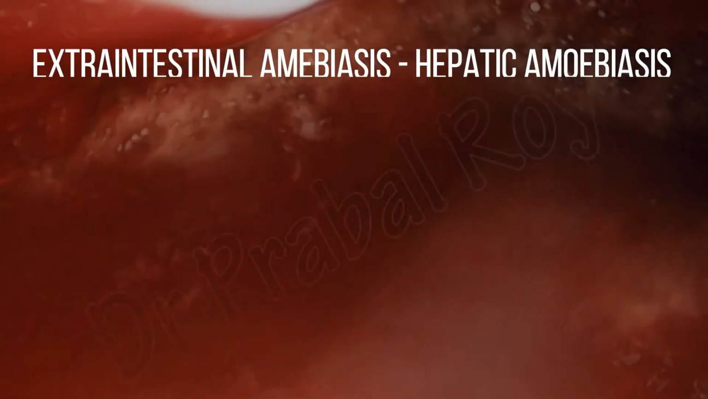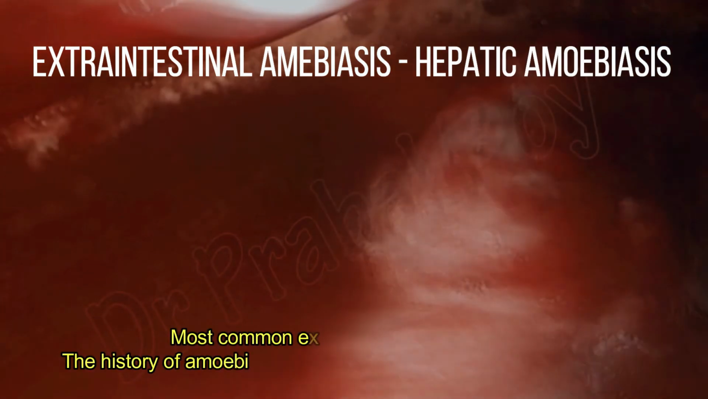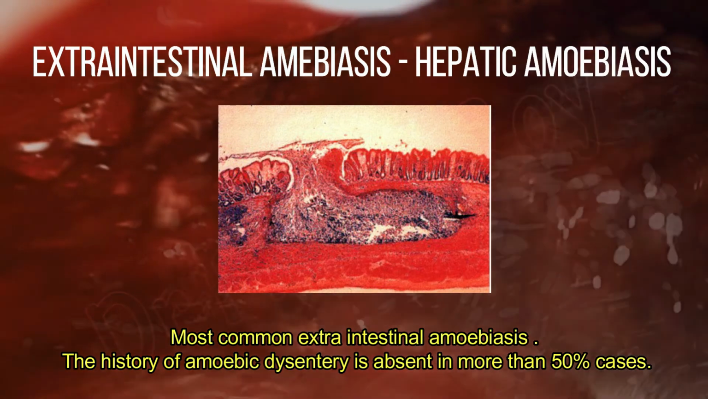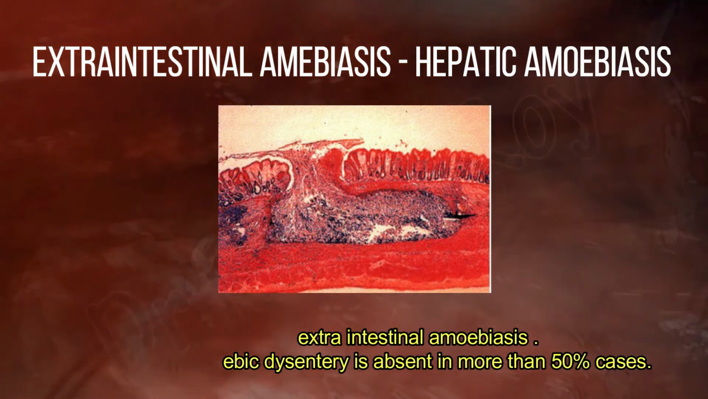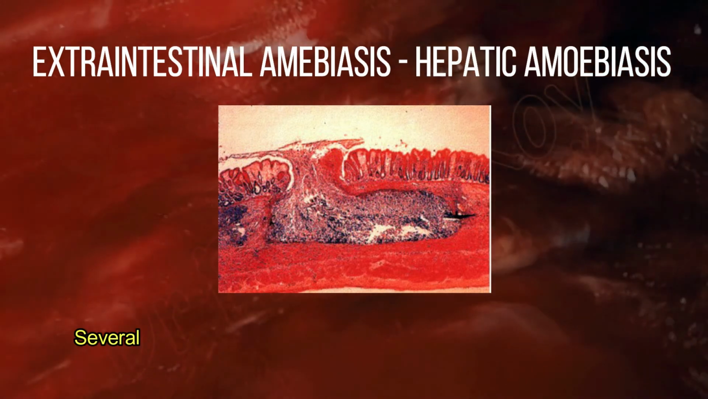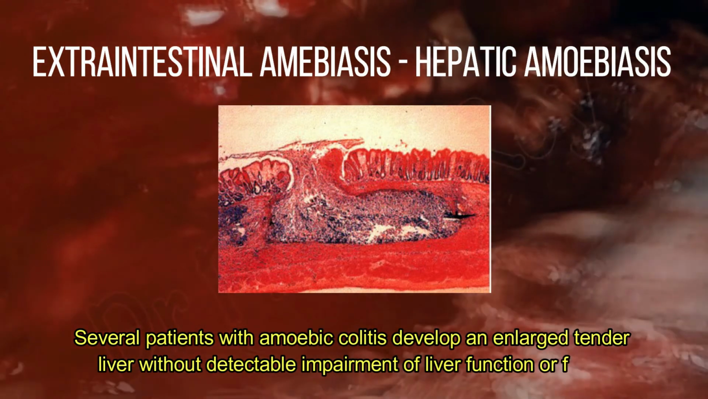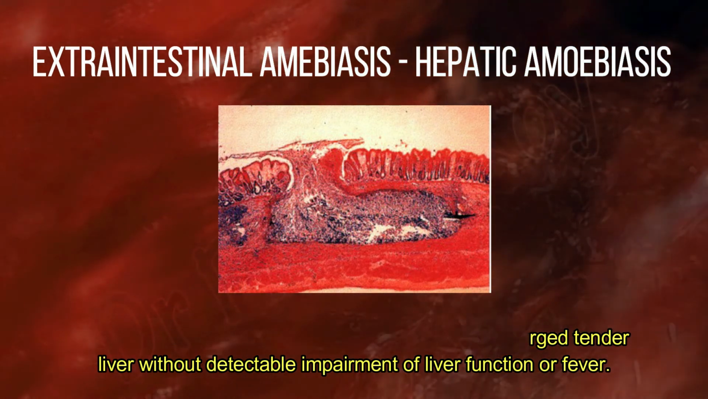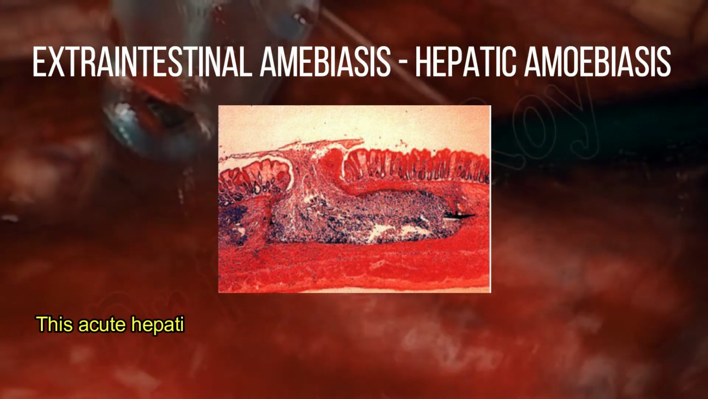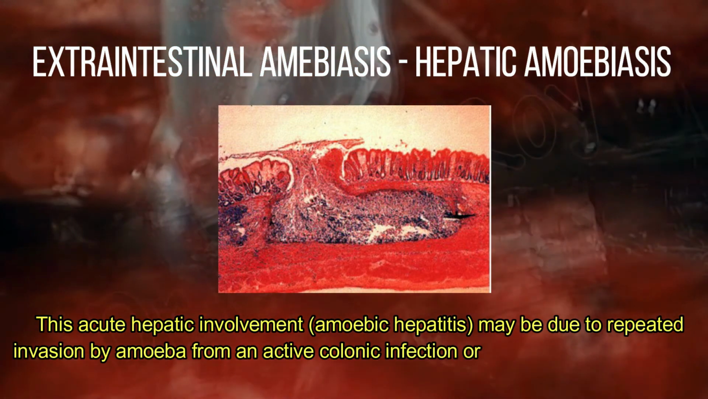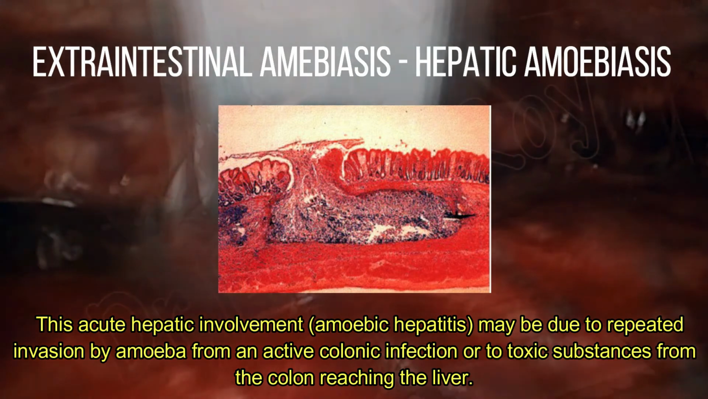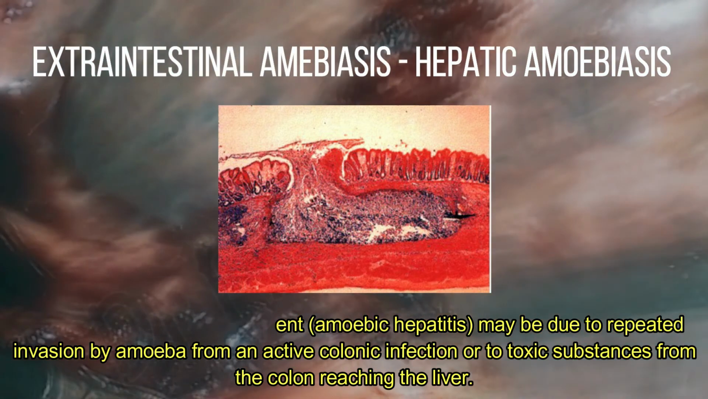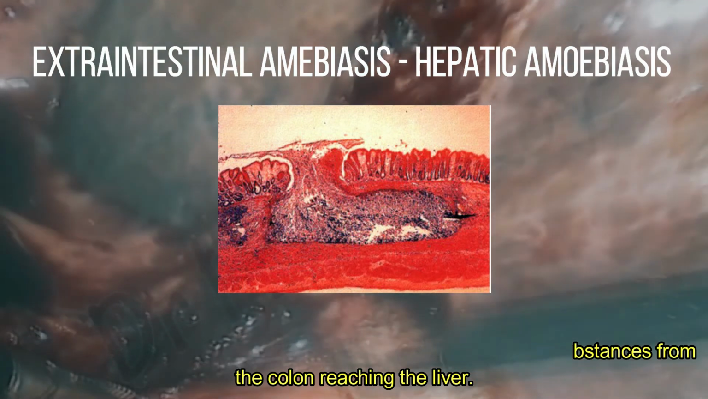Among extraintestinal amoebiasis, hepatic amoebiasis is the most common. The history of amoebic dysentery is absent in more than 50% of cases. Several patients with amoebic colitis develop an enlarged tender liver without detectable impairment of liver function or fever. This acute hepatic involvement may be due to repeated invasion by amoebae from an active colonic infection, or to toxic substances from the colon reaching the liver.